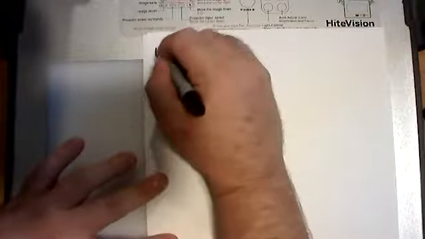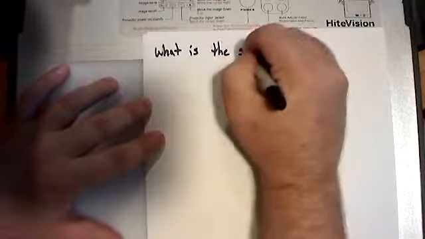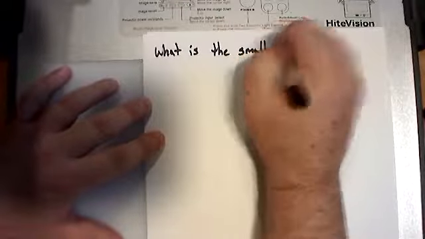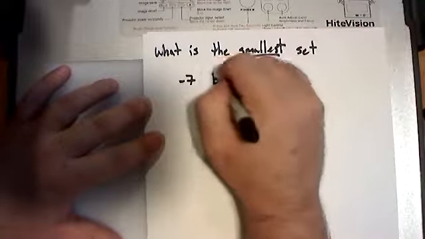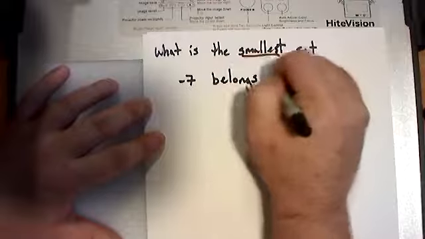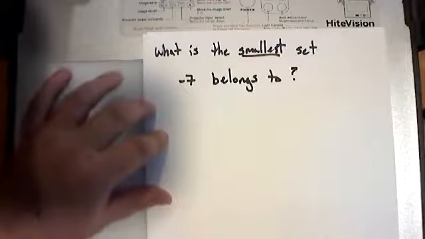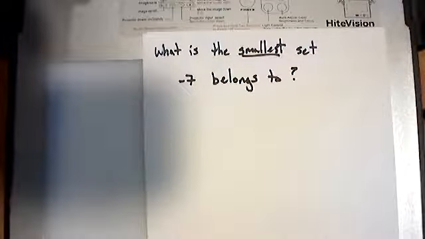Okay, so what might I ask you on the test? Something like this. I might say, what is the, and this is key, the word smallest set -7 belongs to? So I'm not necessarily just going to say, what's the definition of the integers? What's the definition of the rationals, etc. I mean, that's obviously always an option, but I expect you're going to have the definitions. My desire is that you understand how to apply them and how to use them.